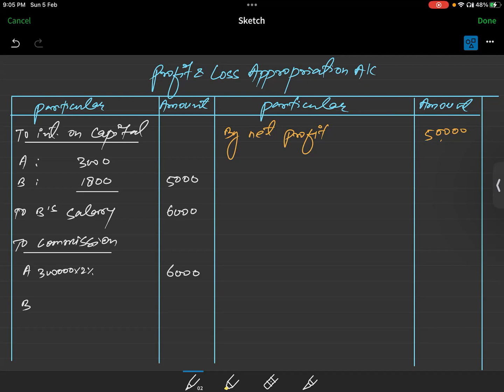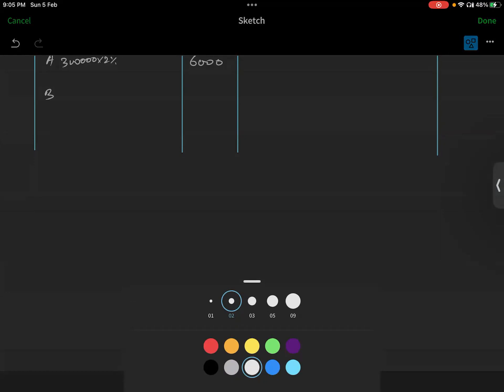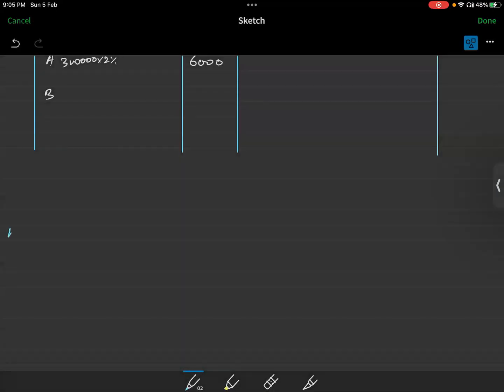Whereas for B, how much commission will be paid? For that purpose, we'll have to first of all deduct all expenses out of profit. So for that purpose, we'll have to make an extra working note. Working note number 1. Calculation of, just a second.